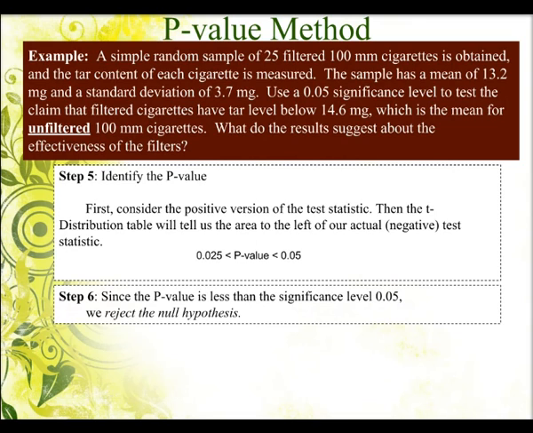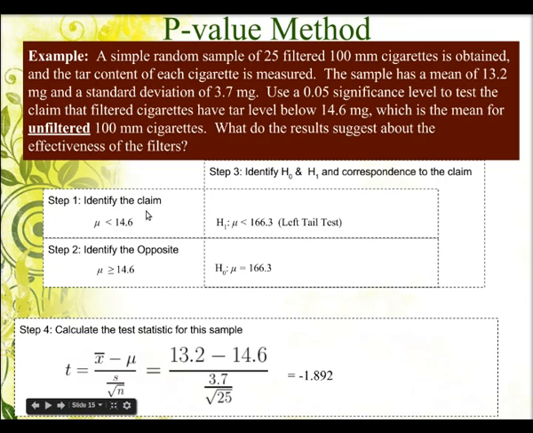So since the p-value is less than the significance level of 0.05, keep in mind I don't know exactly what it is, but I do know it's less than 0.05, which is our significance level. So I can reject the null hypothesis. So again, to interpret this, go back to the claim and we can reject the null hypothesis, which in this case means that we can support the claim.